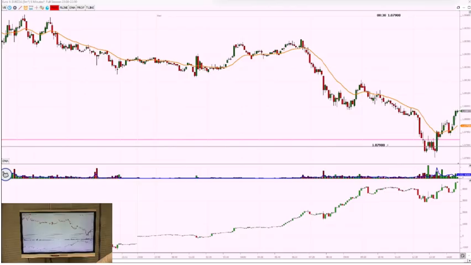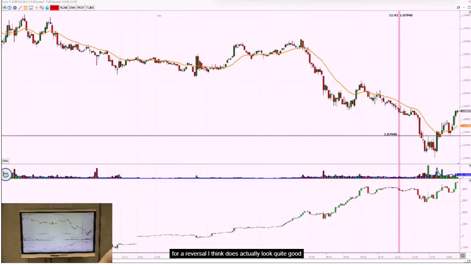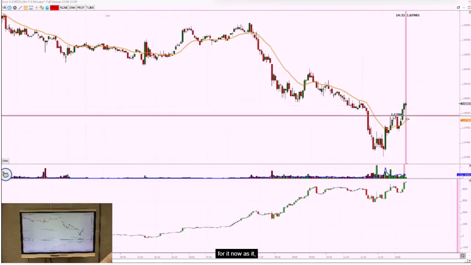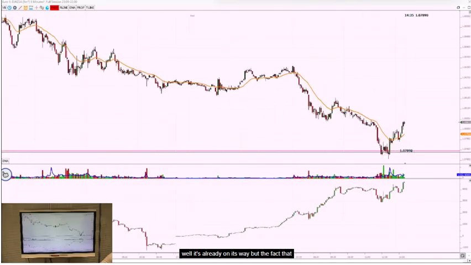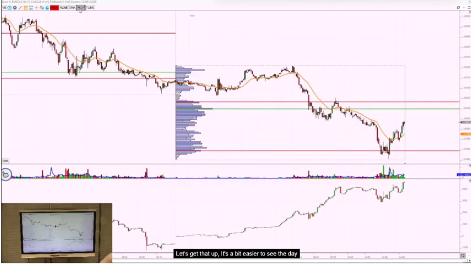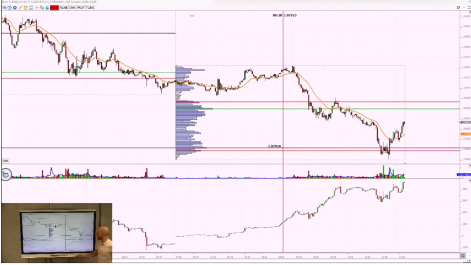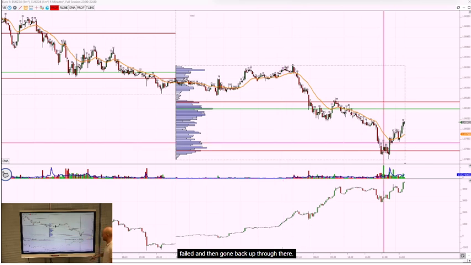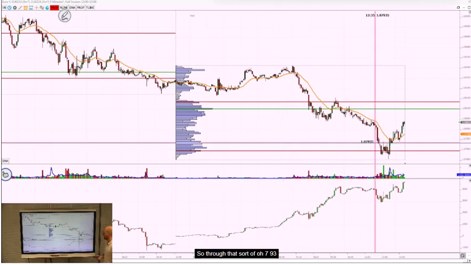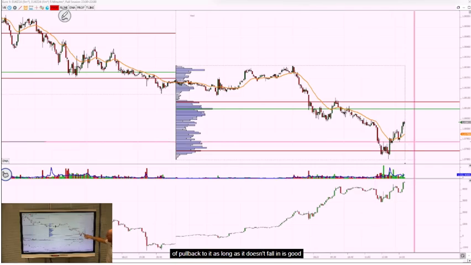Not convincingly. In fact, euro, if you're looking for a reversal, I think does actually look quite good for it now. Well, it's already on its way. Let's get that up, so it's a bit easier to see the day. You've had this run to the downside, it's done this little consolidation pattern, tried it down, failed, and then gone back up through there. So through that 0793, that looks pretty good for a reversal. You can almost call it your little block reversal here, where you've done this sideways range. Once it goes above it, I'm always looking at any pullback to it, as long as it doesn't fall in, is good to go up.